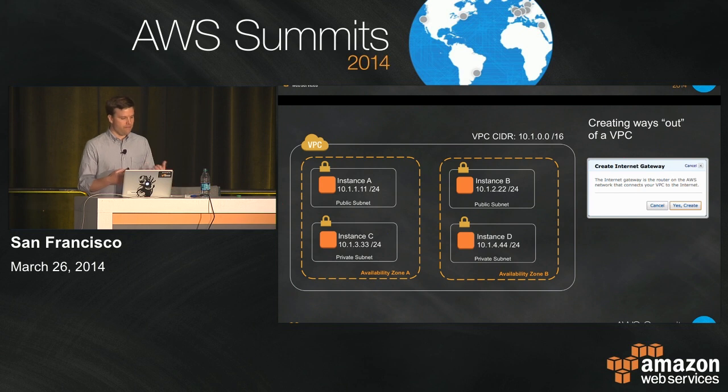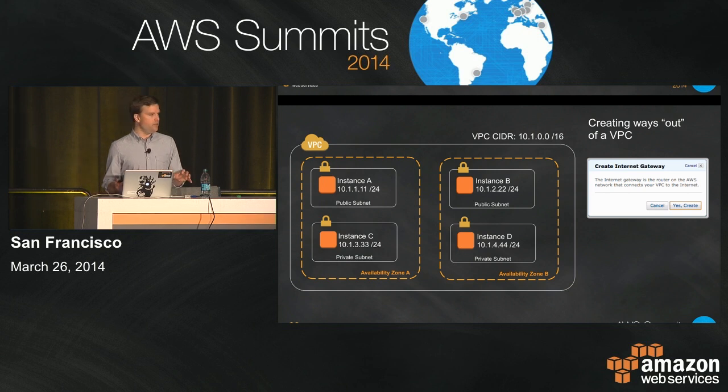So back to the ways out of a VPC. There are two elements that can be added to a VPC that allow instances in the VPC to reach networks outside the VPC. The first is what I call the public door, or the internet gateway, or IGW.